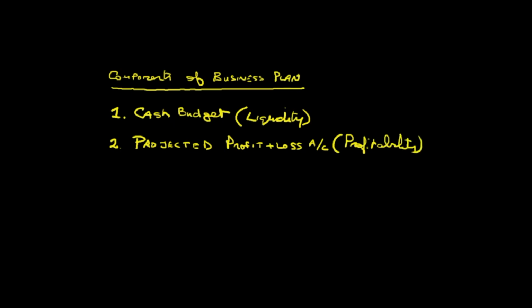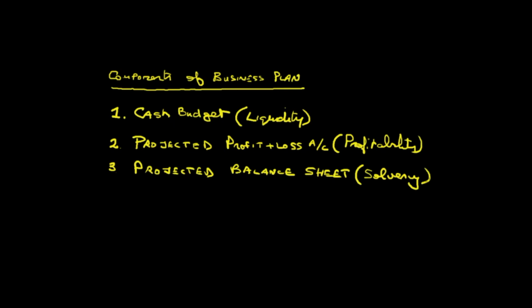And the third part of our business plan that we're going to do is another projected. And this time it's going to be a projected balance sheet. So we're going to learn a lot about accounting in this as well, because these are accounting ideas. But again, a projected balance sheet is very similar to an accounting type balance sheet about the past, except this time it's projected into the future. And this part of our business plan will tell us about the solvency of the business. So there's our three components of the business plan.